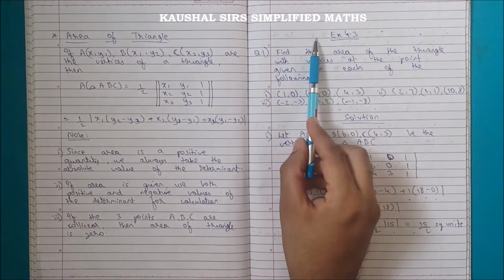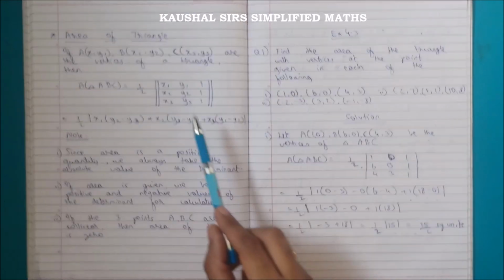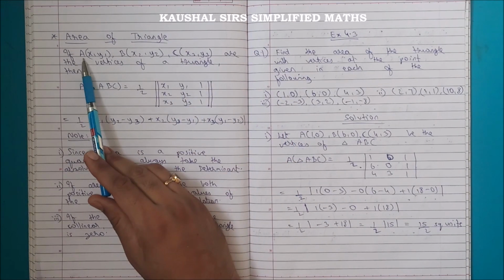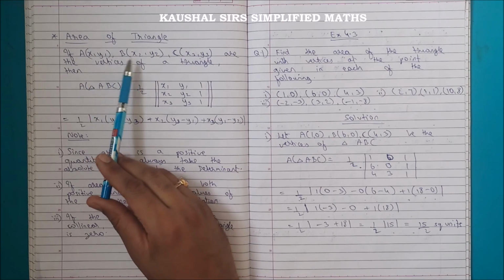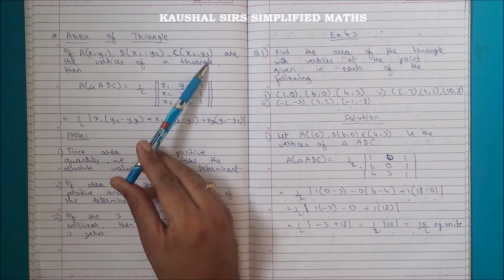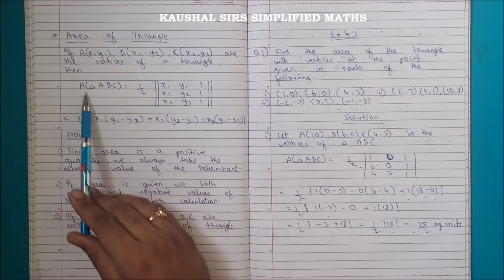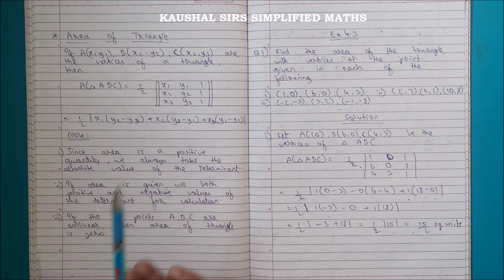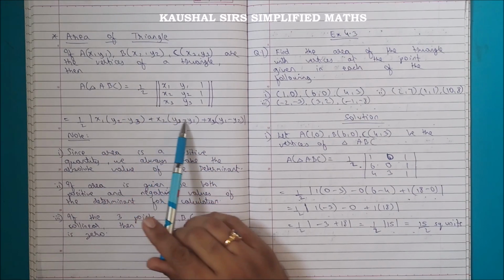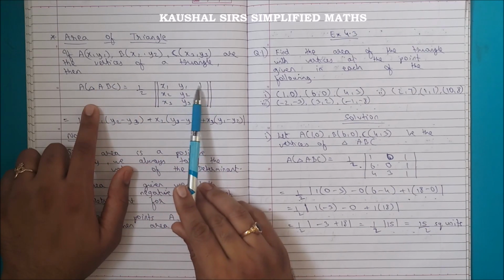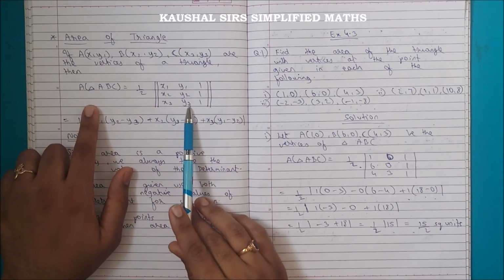In the exercise 4.3 we are just going to deal with the area of triangle. एक simple सा formula है, that's it. So let's start. If we have three vertices of the triangle A, B, C, whose coordinates are x1, y1, x2, y2 and x3, y3, then the area of the triangle ABC. So we can find the area of triangle using the determinant. It is given by half of modulus of determinant of x1, y1, 1, x2, y2, 1 and x3, y3, 1.